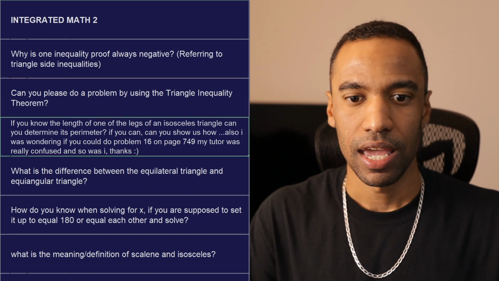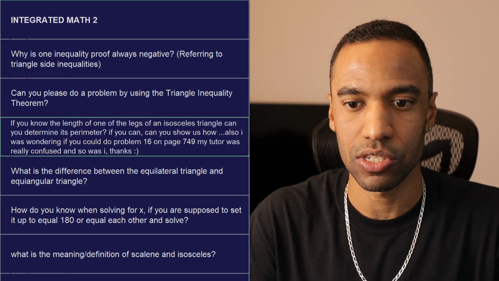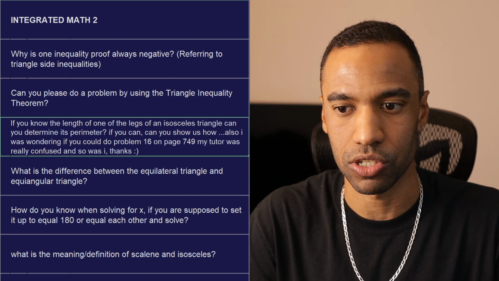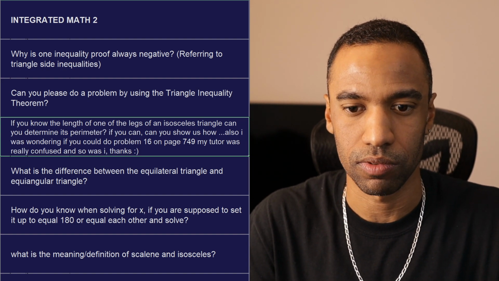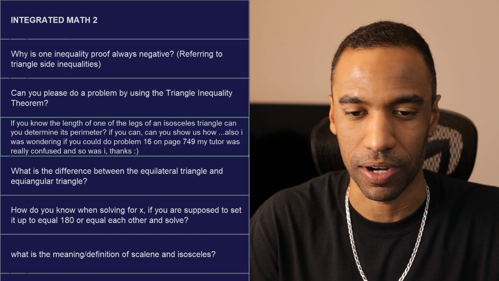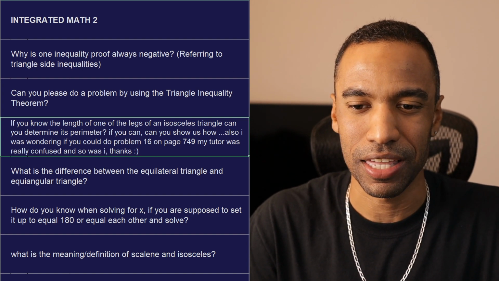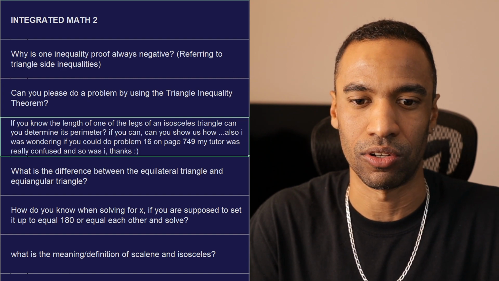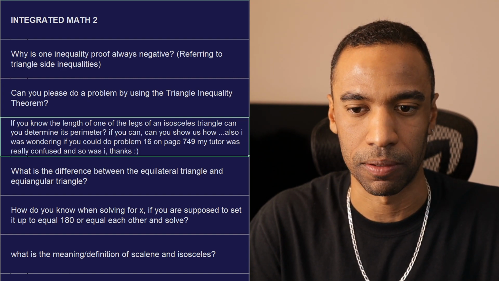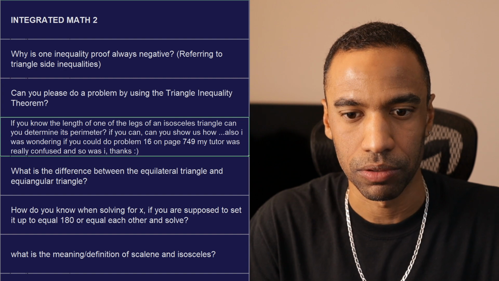Question number 3. If you know the length of one of the legs of an isosceles triangle, can you determine its... Excuse me. Let me read that again. I think this was a homework question. If you know the length of one of the legs of an isosceles triangle, can you determine its perimeter? If you can, show us how?